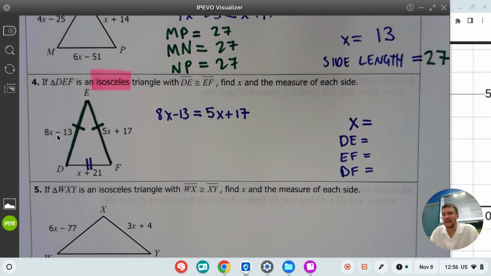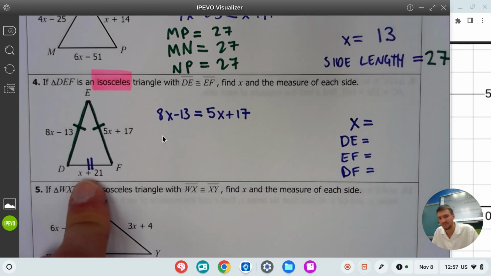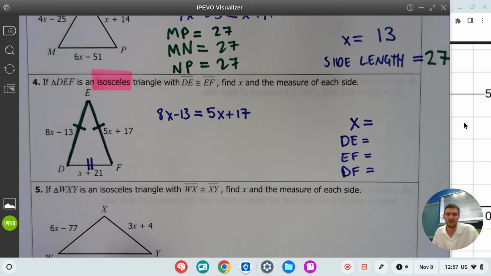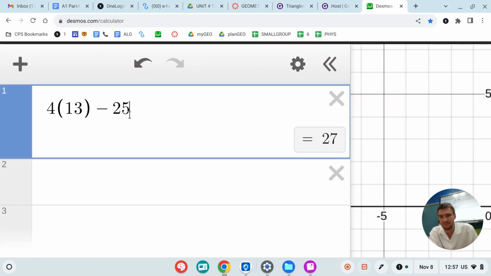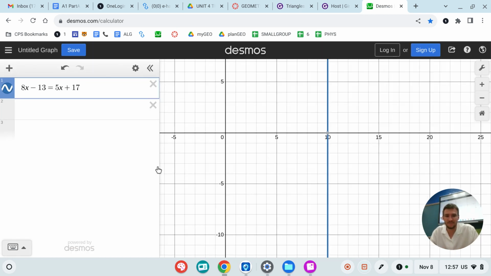We know that these two are equal to each other. If you use x plus 21 in this equation, you are going to be wrong. You're going to get the answer wrong. Okay? We cannot use x plus 21 because it is simply not equal. Isosceles means only these two side ones are equal to each other. So we go here, backspace, 8x minus 13 equals 5x plus 17. And anybody got an answer? 10. So x equals 10.